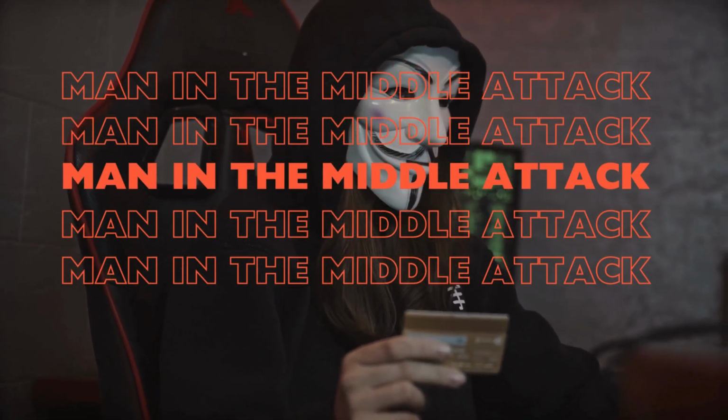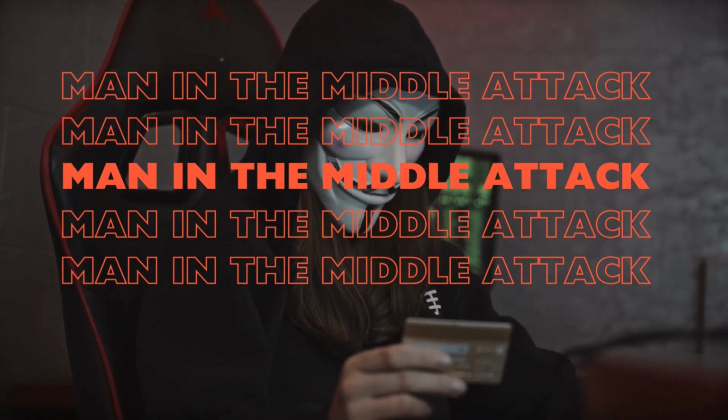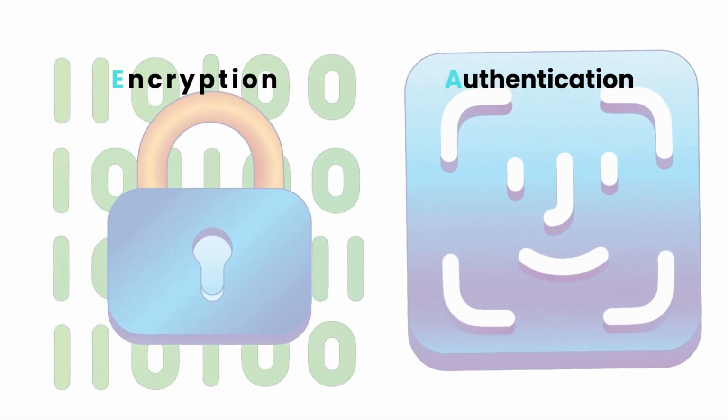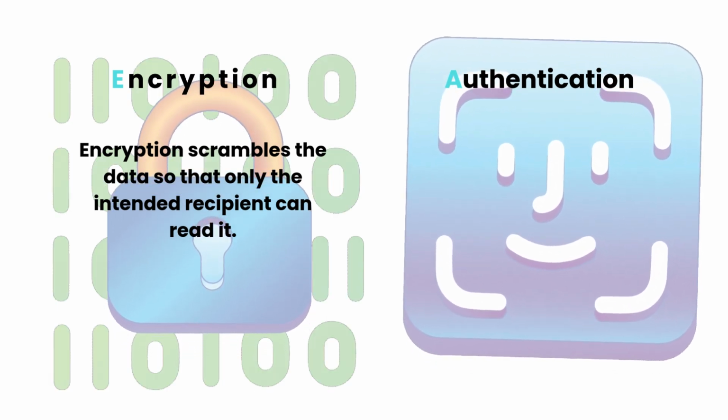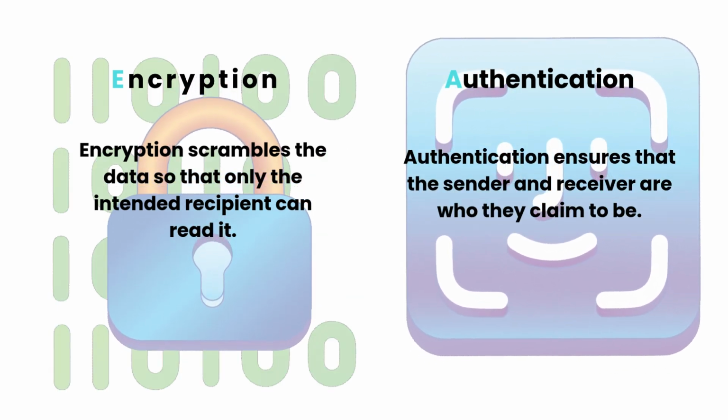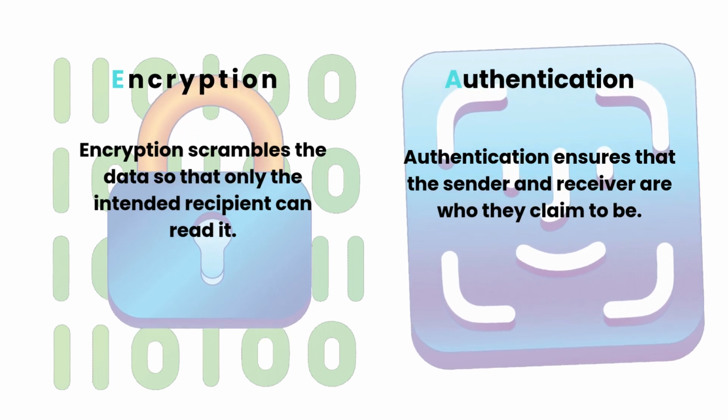That's why we rely on cybersecurity measures like encryption and authentication. Encryption scrambles the data so that only the intended recipient can read it, while authentication ensures that the sender and receiver are who they claim to be.